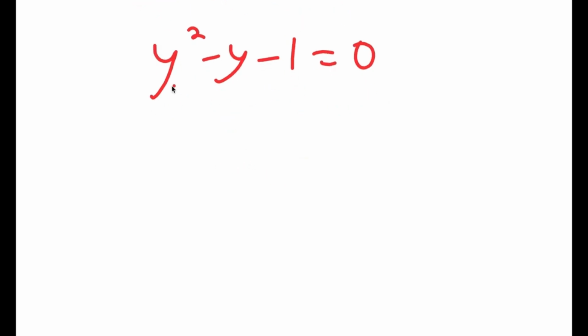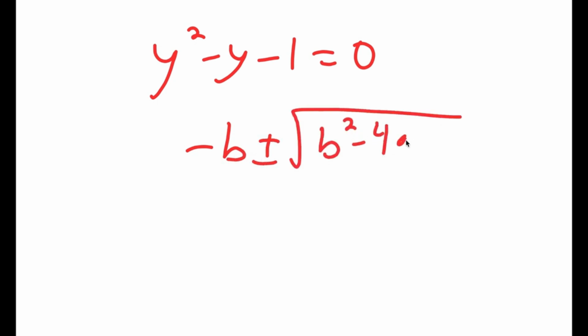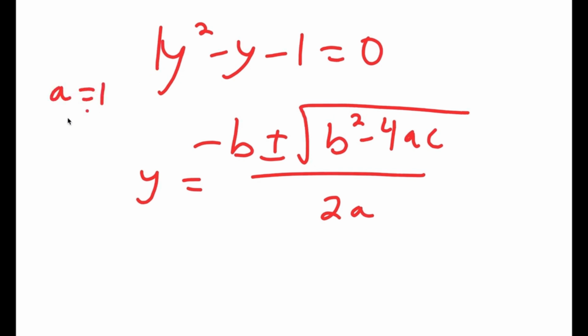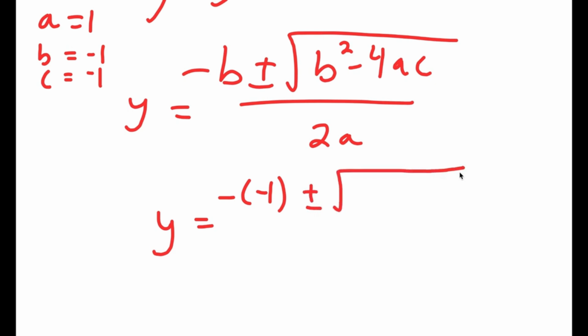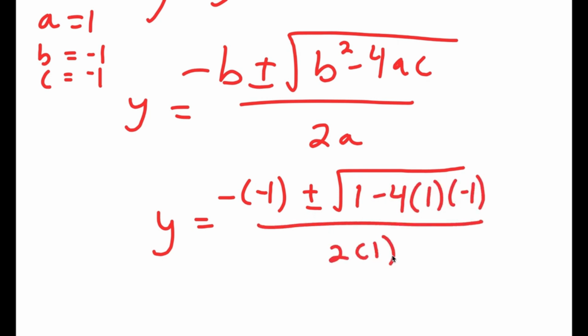Now, to solve this equation, I'm going to use the quadratic formula, which is negative b plus or minus the square root of b squared minus 4ac all over 2a. So in this case, a is 1, b is negative 1, and c is negative 1. So I get y is equal to negative of negative 1 plus or minus the square root of b squared minus 4ac. So negative 1 squared, which is 1, minus 4 times a, which is 1, times c, which is negative 1, all over 2a, so 2 times 1.